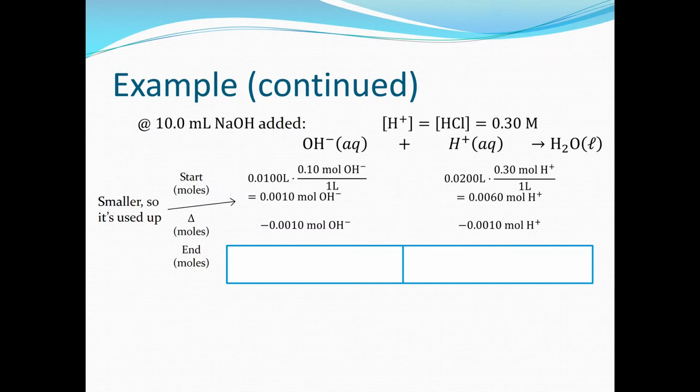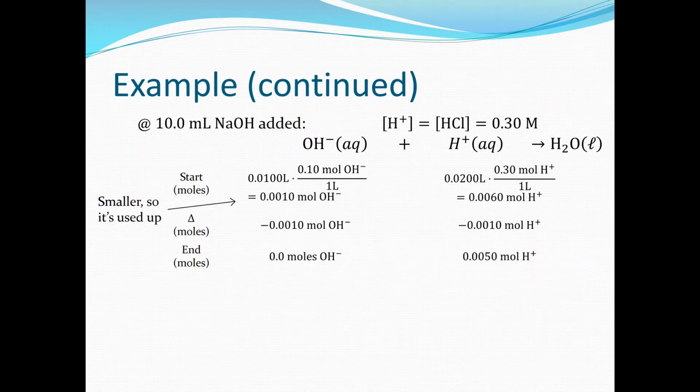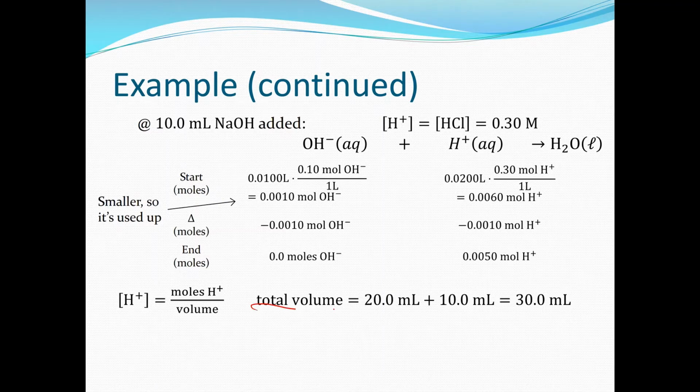So 0.0010 moles of hydronium ion are going to get used up, which means at the end of that reaction, I know what I have left over. I have no hydroxide left over, and I have 0.0050 moles of hydronium ion left over from the hydrochloric acid. Okay, well now I have everything I need to figure out what the pH is. This is my excess, right? This is what I have left over. In order to turn that into pH though, I need a concentration. And to get a concentration, I need to know what that total volume is. And remember, we had 20 milliliters of the HCl solution and 10 milliliters of the sodium hydroxide solution to give us a total of 30 milliliters.